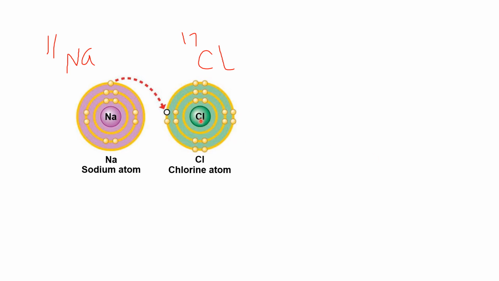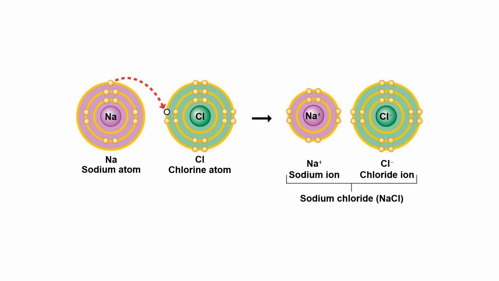Chlorine is actually willing to accept that electron because chlorine only needs 1 more. So this is what's going to happen. Sodium is going to completely give up its electron. And because sodium is giving up its electron, which is a negatively charged electron, sodium is going to end up with a positive charge. Why is it now positively charged? Because it just lost 1 of its electrons. Chlorine was very happy accepting that electron because that's all chlorine needed, an extra electron.